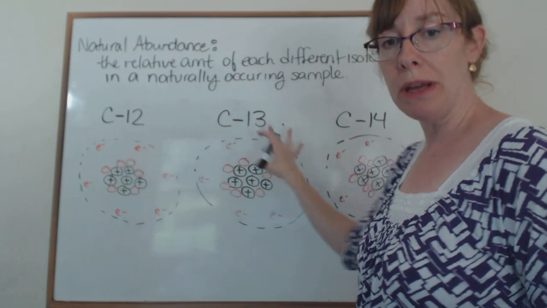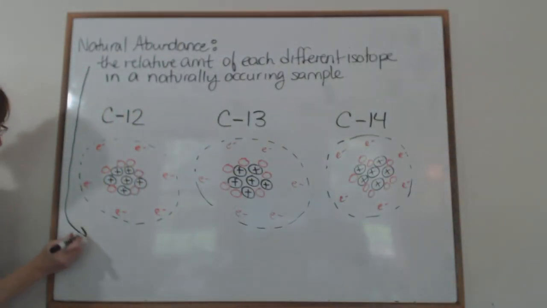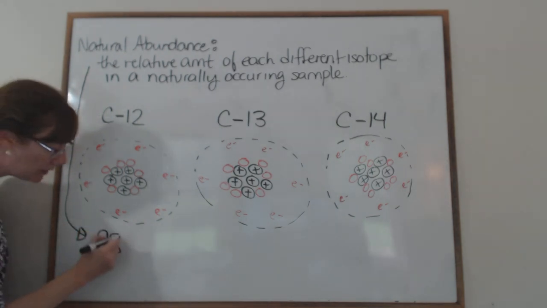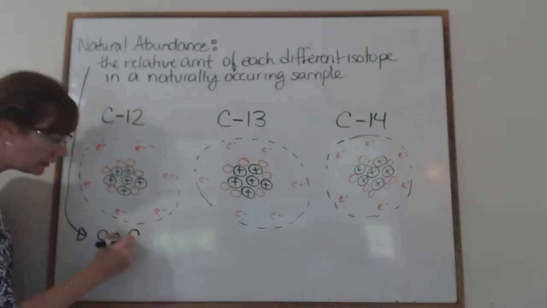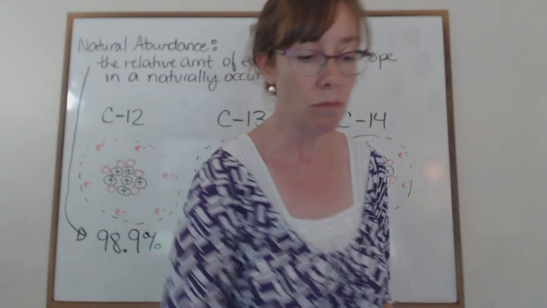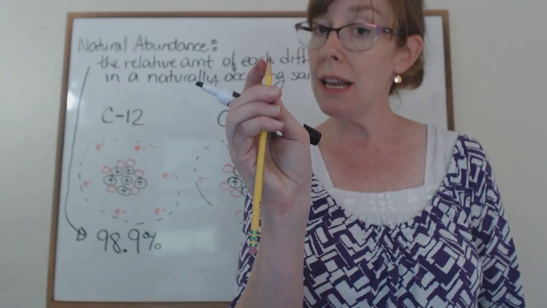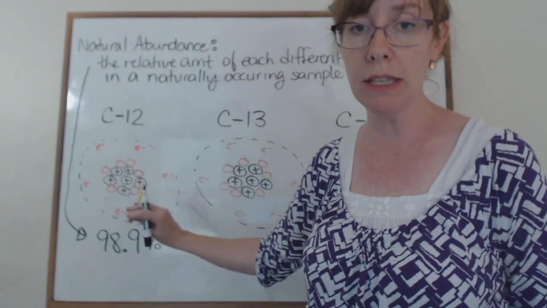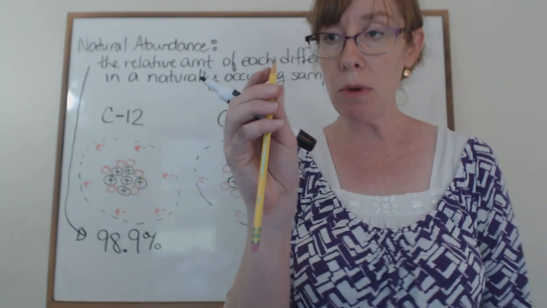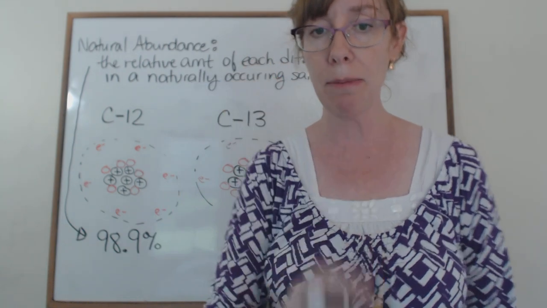What is the natural abundance for each of these types? Let me go ahead and give you the natural abundances for each type. I'm going to give you this, and then we're going to do something with the numbers. The natural abundance of C12 is 98.9%. What that means, if I have a natural sample of carbon, almost 99% of them are this form. This is the most common form by far. So that's the most prevalent form of carbon that appears in nature in a carbon sample.